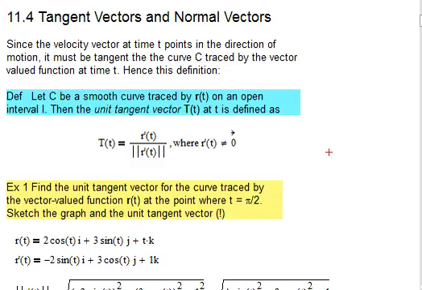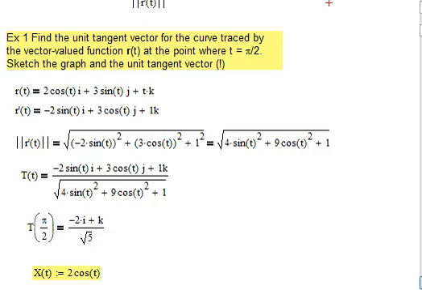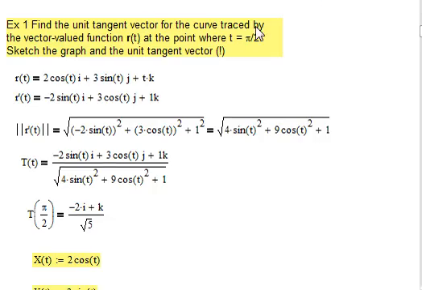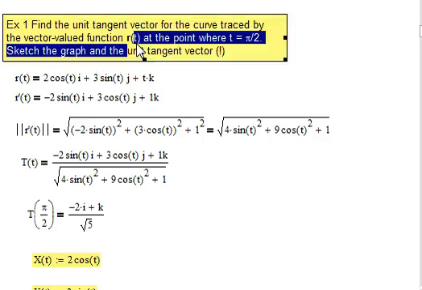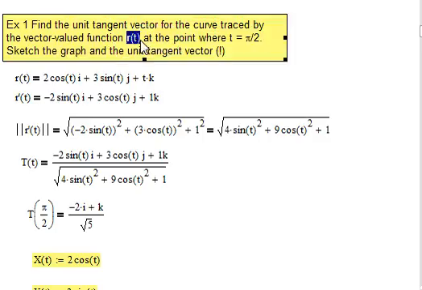Okay, here's an example of one. Let's find the unit tangent vector for the curve traced by the vector valued function r of t at the given point where t equals pi over 2, and sketch the graph and the unit tangent vector. That's not something I would expect you to do by hand, but this one you might be able to, but it's not something I'm going to expect.